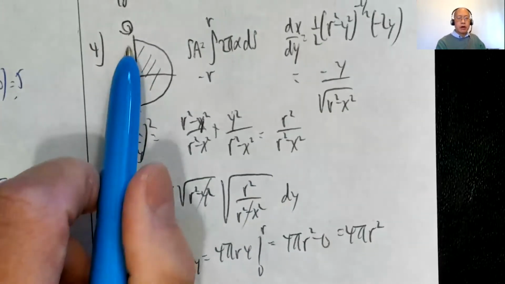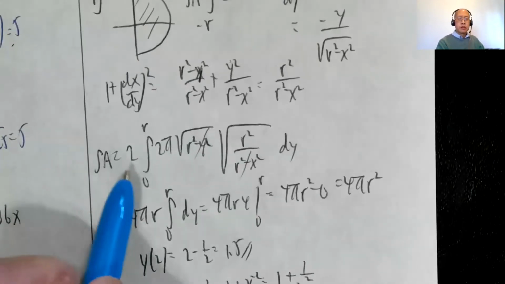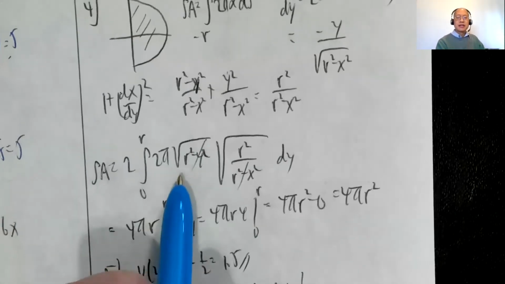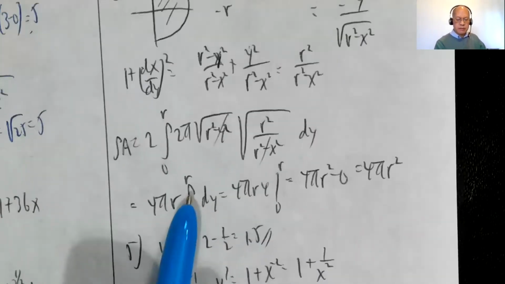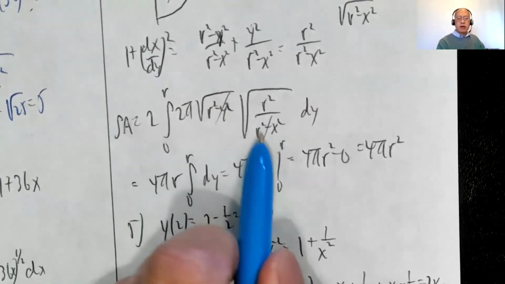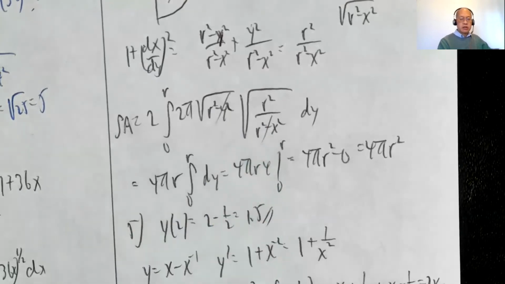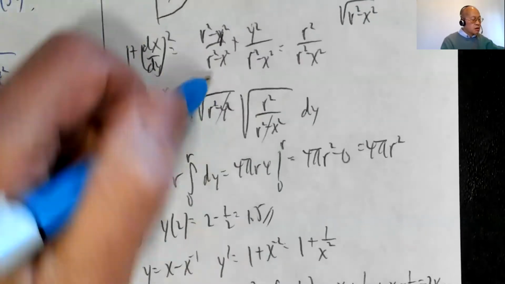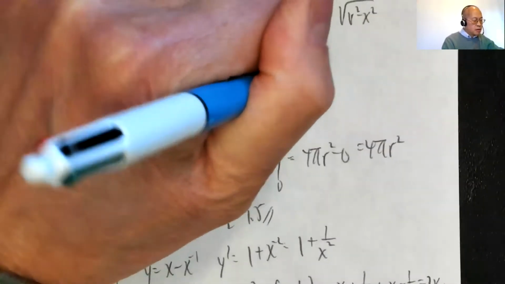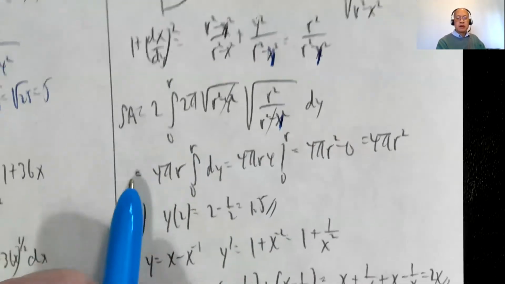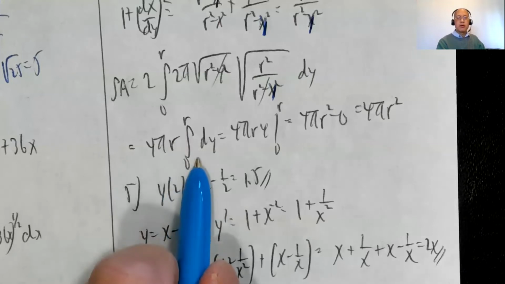So I could integrate from negative r to r, but I think I'll go from 0 to r and multiply by 2. So surface area is the integral from 0 to r of 2 pi x, here's x, radical r squared minus x squared, times radical r squared over r squared minus x squared, which is r squared minus y squared, right? R squared minus y squared cancels out, dy. Square root of r squared is r. So 2 pi r comes out. So I have 4 pi r integral from 0 to r dy.